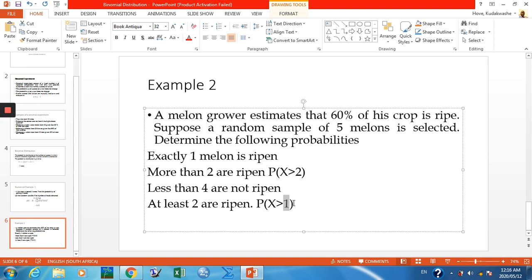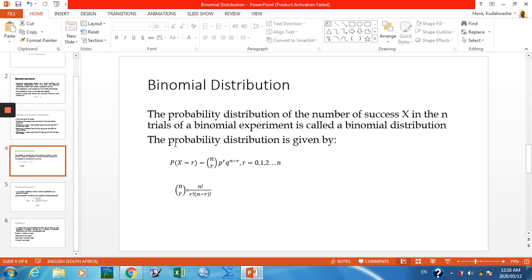So thank you very much, colleagues. I'll put up a number of questions, because practice makes perfect. Binomial distribution is very simple and straightforward. What you need to know is what a binomial distribution is: the probability distribution of the number of successes x in n trials of a binomial experiment is called a binomial distribution. Thank you very much. Enjoy.